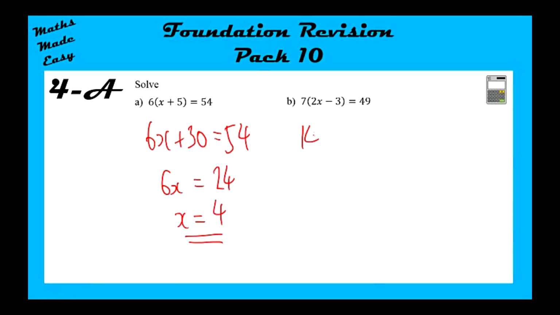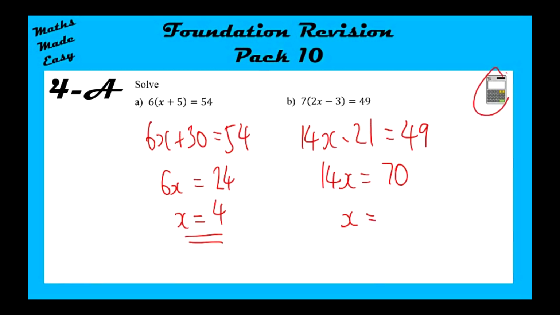This one, same idea, so 7 times 2x, 14x, subtract 21 equals 49. Now add 21 to both sides, and you'll get 70, and then divide both sides by 14. Remember, you've got to calculate for this question, and that will give you x equals 5.